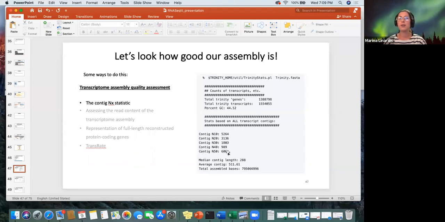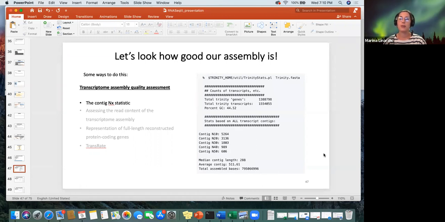What is usually used, the traditional method, is looking at the N50, which means that at least half of your assembled bases are in transcript contigs of at least this value. So at least 50% of your bases are in contigs of 606 base pair length. The N10 through N50 values are shown here. It also computes the median and average contig length. So you have a median contig length in this example of 288 base pairs, an average contig length of 511. And this is just information on total assembled bases.